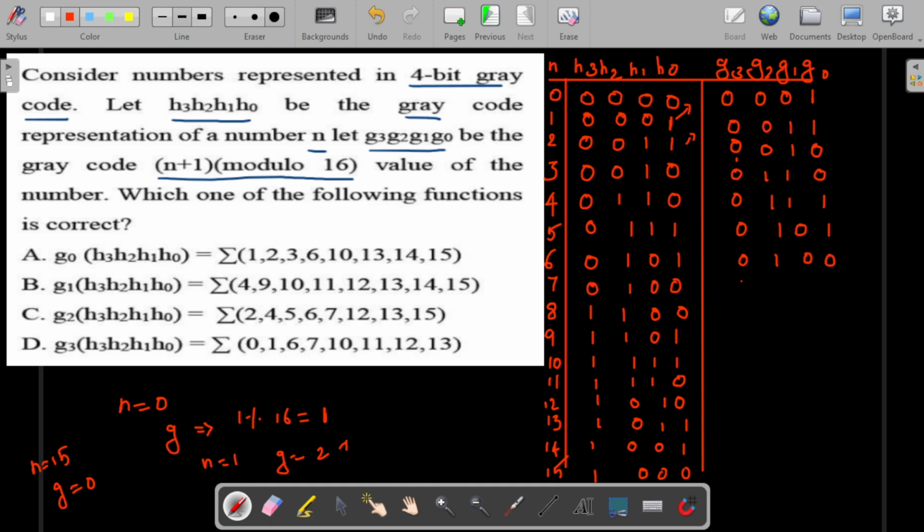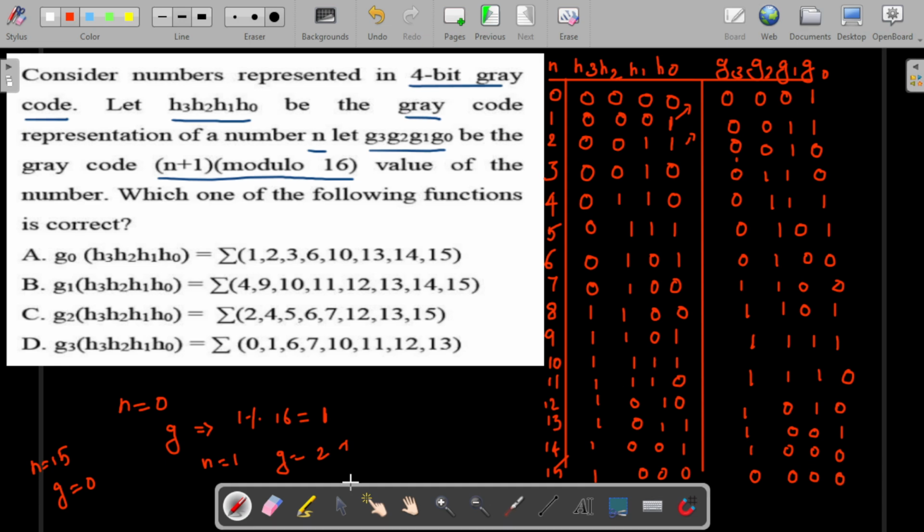For 7, that is 1 1 0 0. For 8, 1 1 0 1. So next is 1 1 1 1, then 1 1 1 0. So next is 1 0 1 0. So next thing is 1 0 0 1, and the 14th one is 1 0 0 0, and the last one is the first one's value. Okay, I hope you guys are able to get it right.